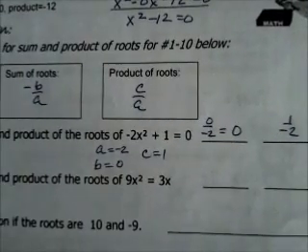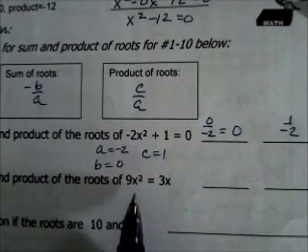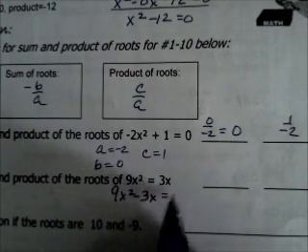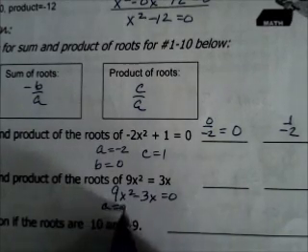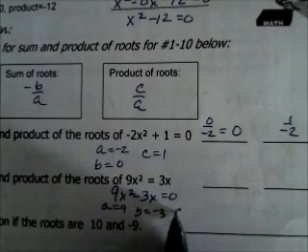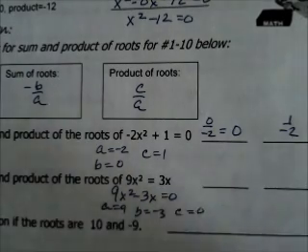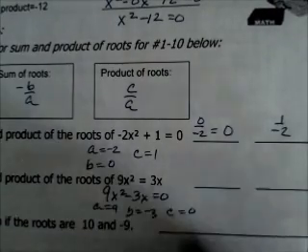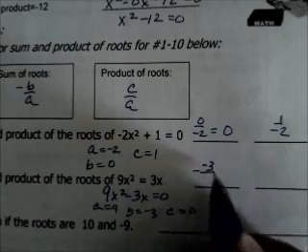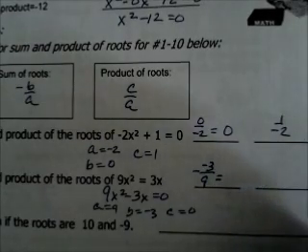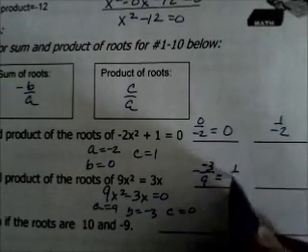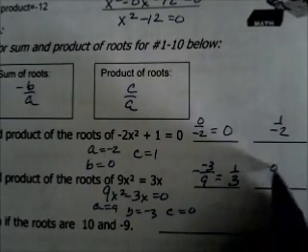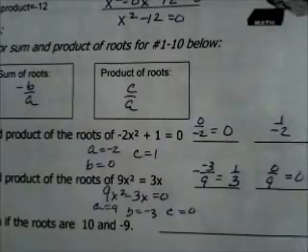Find the sum and product of the roots of this equation, 9x squared equals 3x. Put it in standard form. A value is 9, B is negative 3, and C, of course, is 0. So the sum of the roots, negative B, negative negative 3 over A. Double negative is positive, and that would reduce to 1/3. And the product of the roots, 0 over 9 is 0.